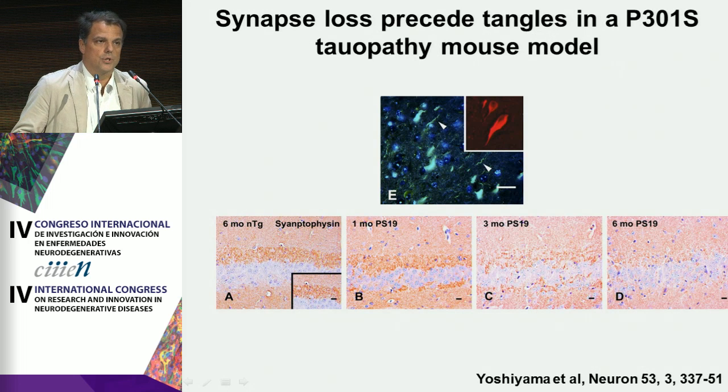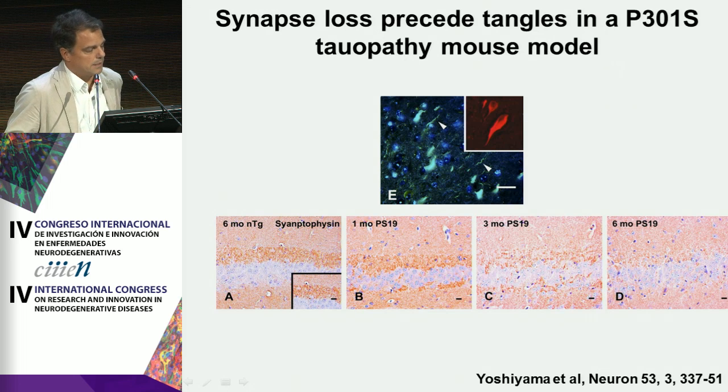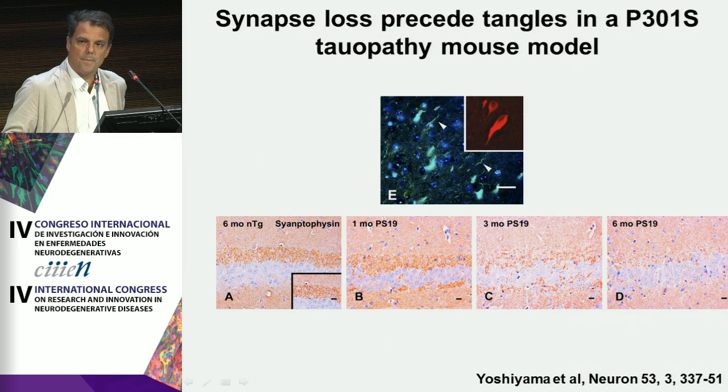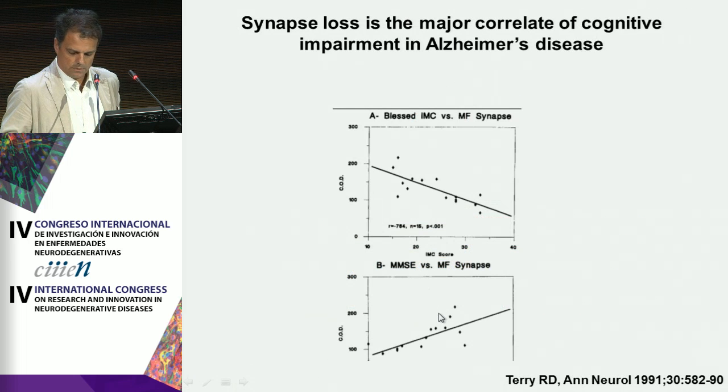One of the key features that we have heard today and yesterday, and we all know, is that synapse loss is a key feature, and also an early feature in neurodegenerative diseases. So this is an example of a mouse model of tauopathy.